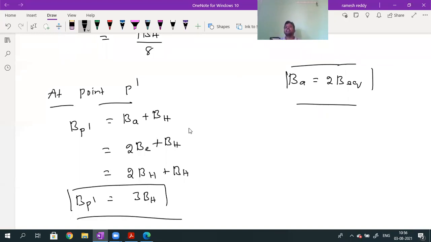Understood? Where is P dash lying? P dash is lying on the axial line. On the axial line, what is the resultant magnetic field induction? The resultant magnetic field induction BP dash is 3 into BH.